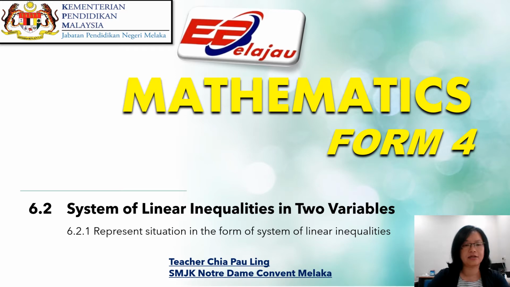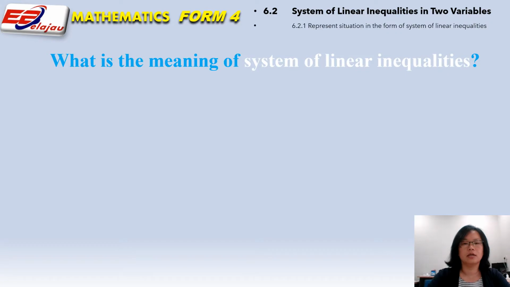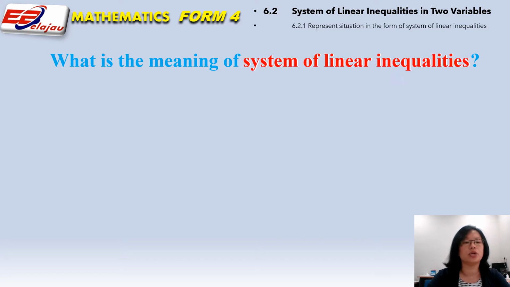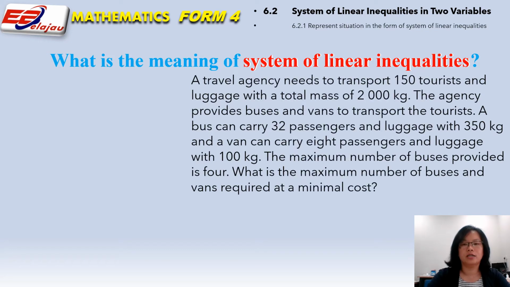The learning standard for this section is 6.2, system of linear inequality in two variables. Hence, at the end of this section, you are able to represent situation in the form of system of linear inequality. Let us start with discovery. What is the meaning of system of linear inequality? Please pay attention to the situation.